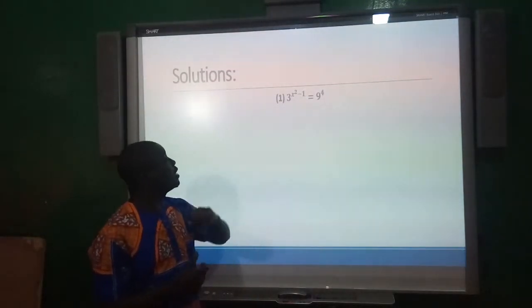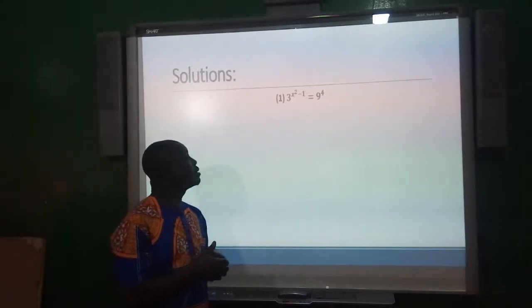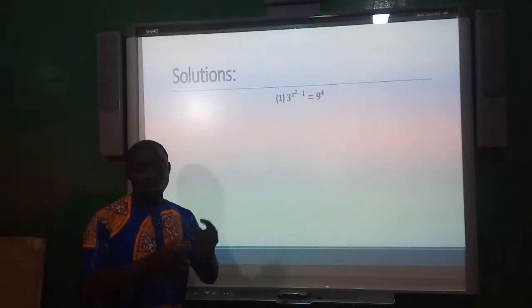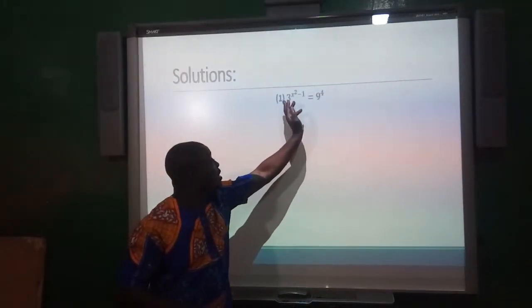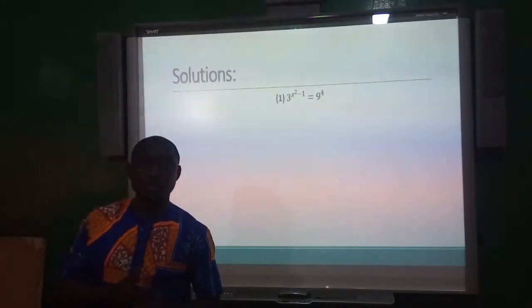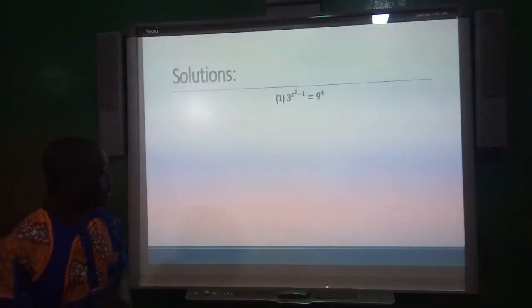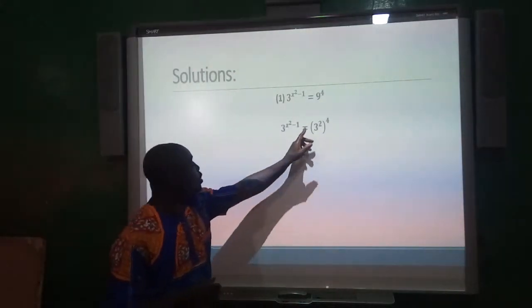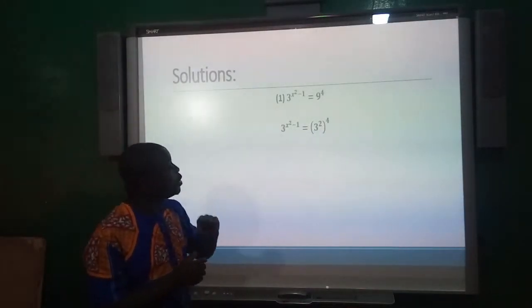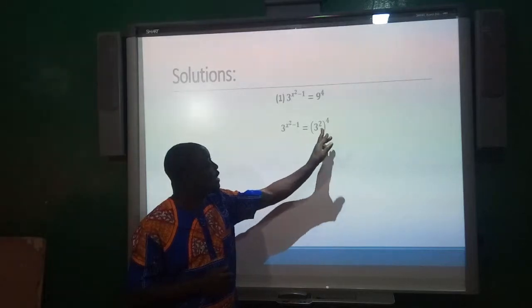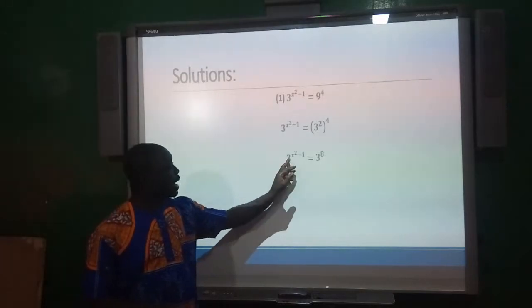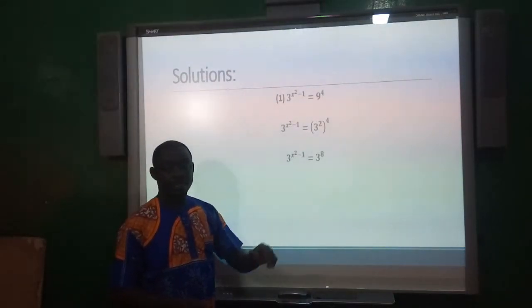Say we should solve 3 raised to power x squared minus 1 equal to 9 raised to power 4. We want to find the value of x. So I'm giving you a hint: what is 9? Try to write 9 also as 3 raised to power something. I hope you are able to make it. So the 9 is the same as what? 3 raised to power 2. All this is raised to power 4. So you got to know that if all this is raised to power 4, then it's the same as 2 times 4.